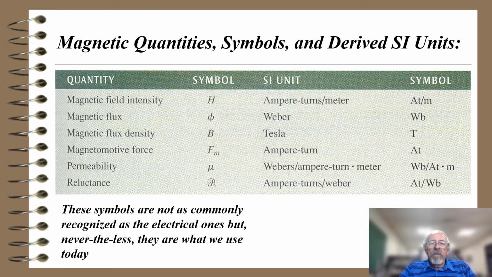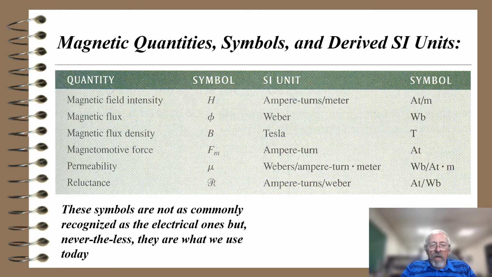Magnetic field intensity has the symbol H. The SI unit is very complicated here, ampere turns per meter, and the symbol is capital A, small t, divided by an M. Magnetic flux has a symbol of phi, however you want to use that Greek symbol there. It's called Webers for the SI unit, and the symbol is W, small b. Magnetic flux density is B, or Teslas, and the symbol is capital T.